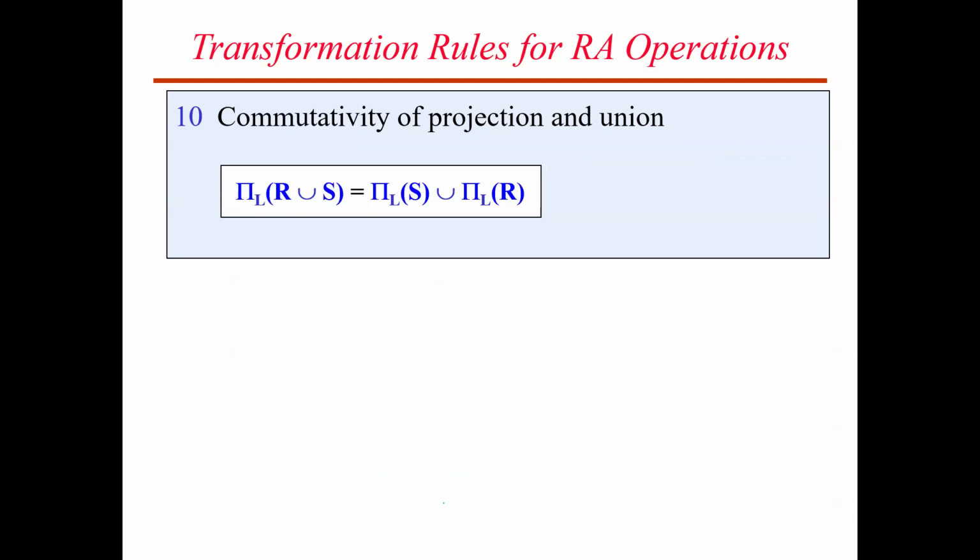Commutativity of projection and union: when you are projecting the attribute L from R union S, it is equal to projecting it from S union R. The places are changed, and then you perform this operation and union it with that operation.